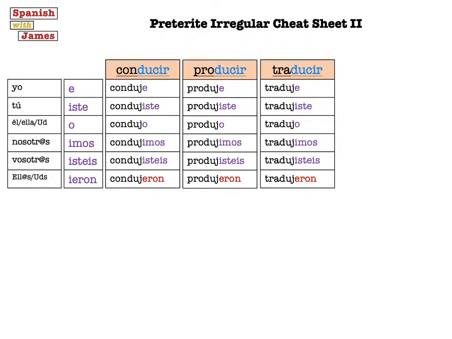So they're kind of a little family of their own in the infinitive form, and then in the preterite, they also share a lot of similarities, so they all get this kind of uje, ujiste ending.